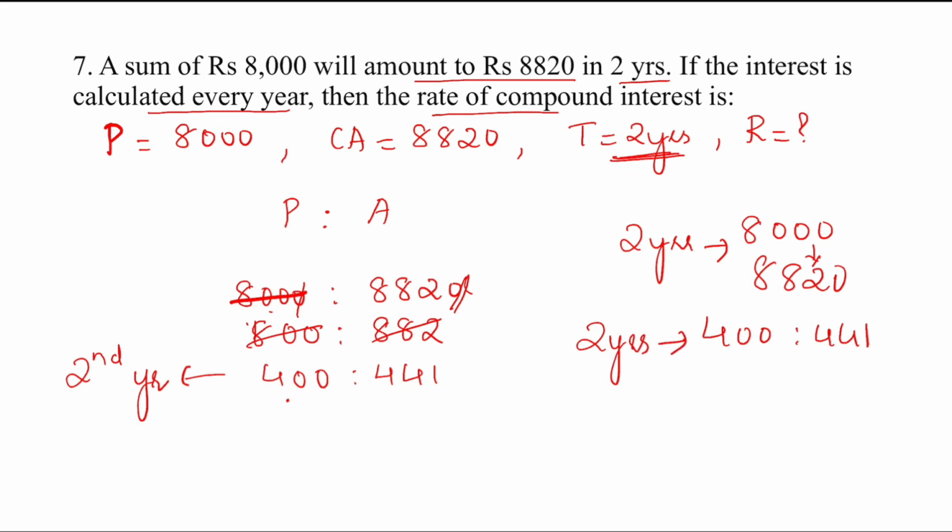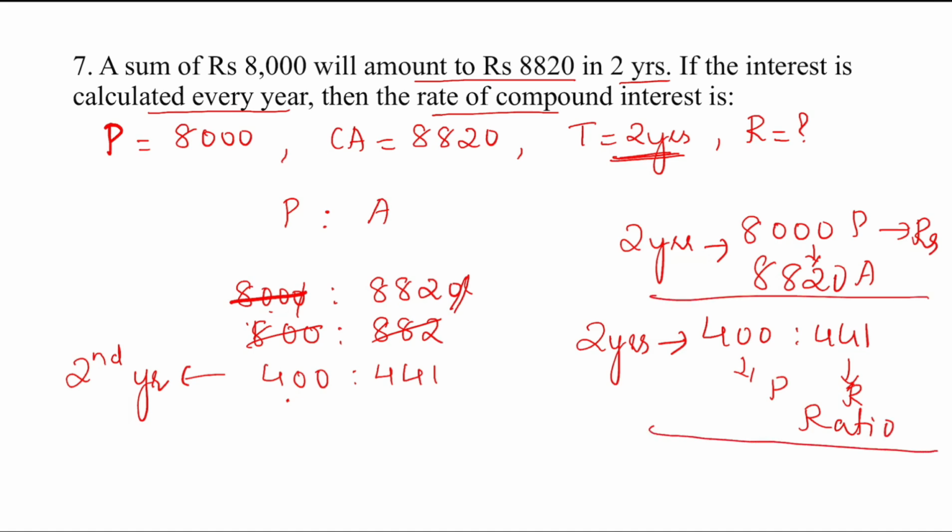Okay, this is the ratio between principal and amount in terms of rupees, and this is principal and amount in terms of ratio. This is happening after 2 years. This is the ratio after 2 years, and this is the amount after 2 years. So if this is happening at the end of 2 years, then in the first year what should it be?